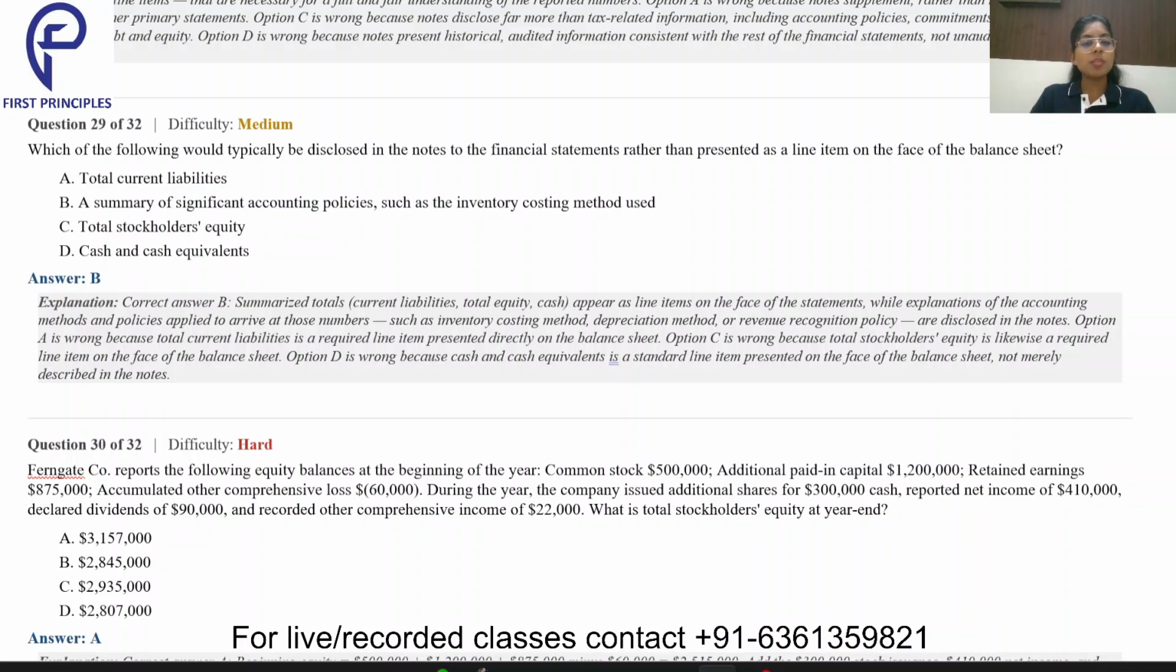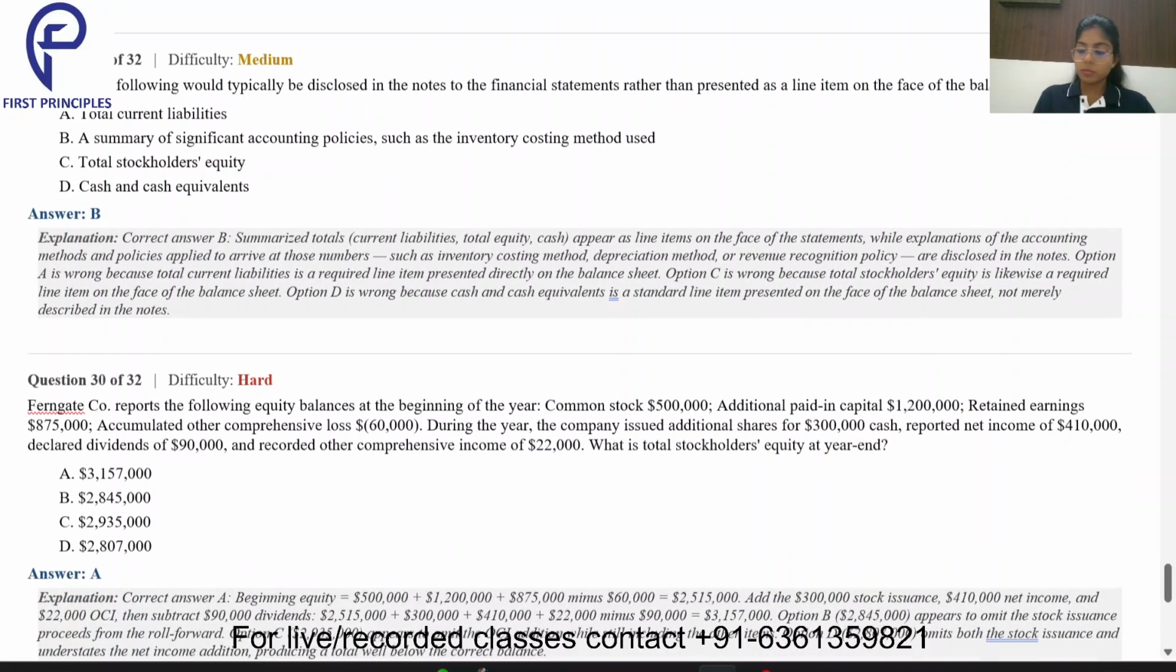Option B, a summary of significant accounting policies such as the inventory costing method used. Will this be a part of my balance sheet? No, this will not be a part of my balance sheet. This will clearly be a part of my notes to financial statements. So option B is the correct answer. Options C and D are clearly a part of the balance sheet. They are the line items in the balance sheet. So that is why options C and D are not the correct answer.